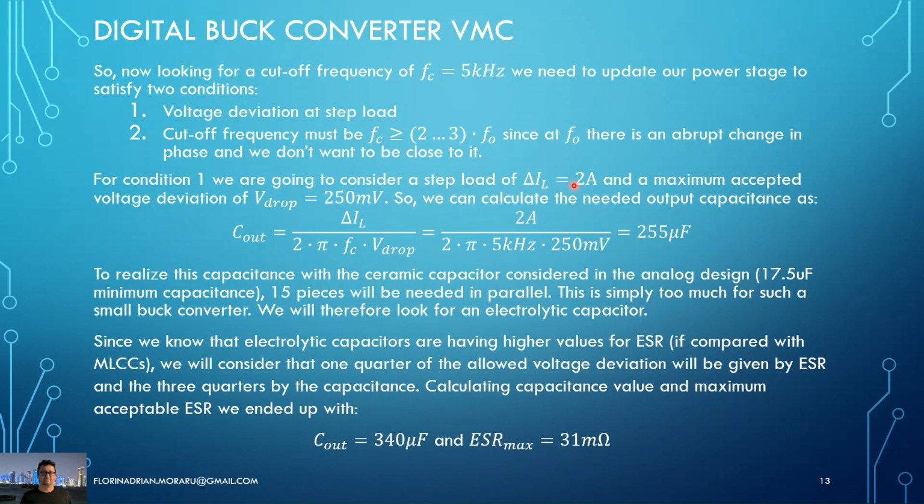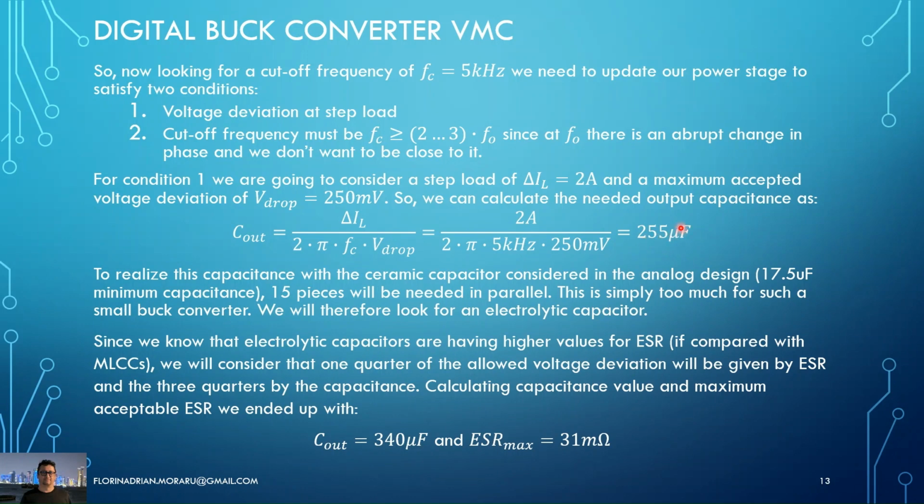we can operate from 0 amps, meaning no load, to 2 amps. We know that we will have a di/dt of 1 amp per microsecond, as we used in the previous examples, and we know that the maximum voltage deviation on a step load is 250 millivolts. So we will have a variation in the load current from 0 to 2 amps, so it's 2 amps. With those data, we can calculate the requested output capacitance, and this is about 255 microfarads.